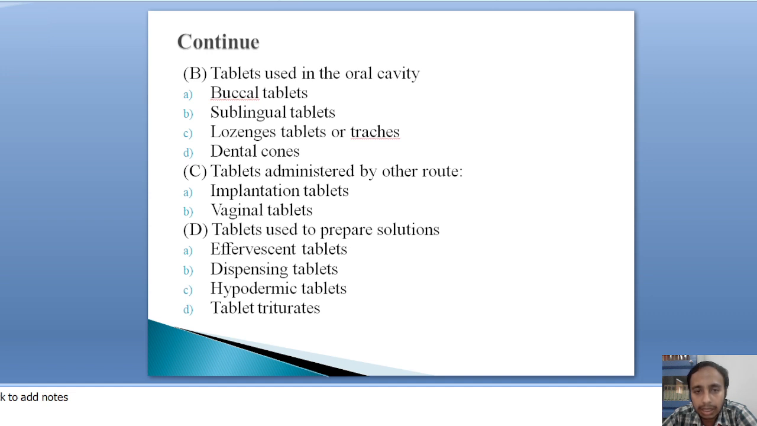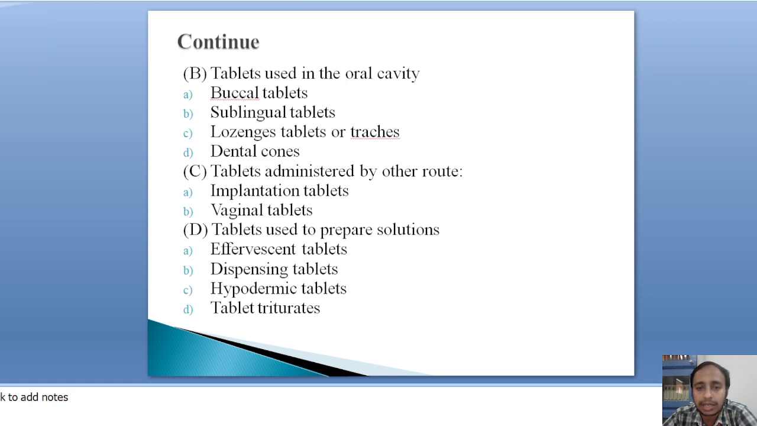Then dental cones. As the term says, dental means dental, so cone. It is a triangle-type tablet which is placed in the dental cavities. Next are tablets administered by other routes, like implantation tablets. Implantation means when we place something somewhere. In this case, it is the pharmaceutical background. Implantation means we place the tablet under our skin. So there will be a certain insertion and we will place the tablet below the skin.